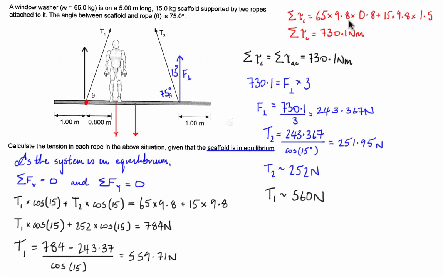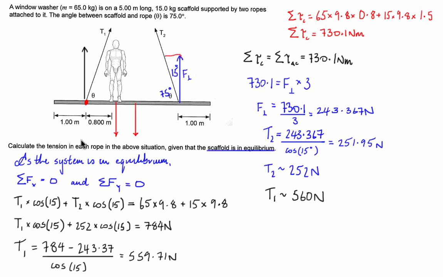So what I did is I found the sum of the torques which were created by the mass of the window washer plus the mass of the scaffold, which gave me the clockwise rotation, which was equal to 730.1. And then I basically equated that to the force which was going to have to be perpendicular at this point here, which was going to provide me with my anti-clockwise torque. So from here, guys, what I was able to do is then once I calculated the force perpendicular, I was able to calculate the tension component in the hypotenuse of this vector triangle here.